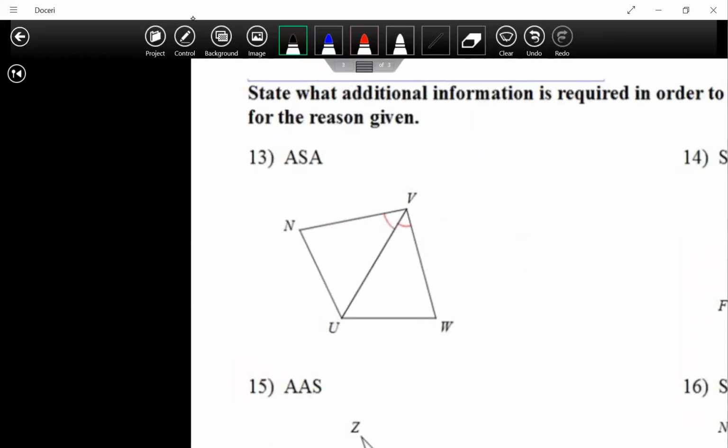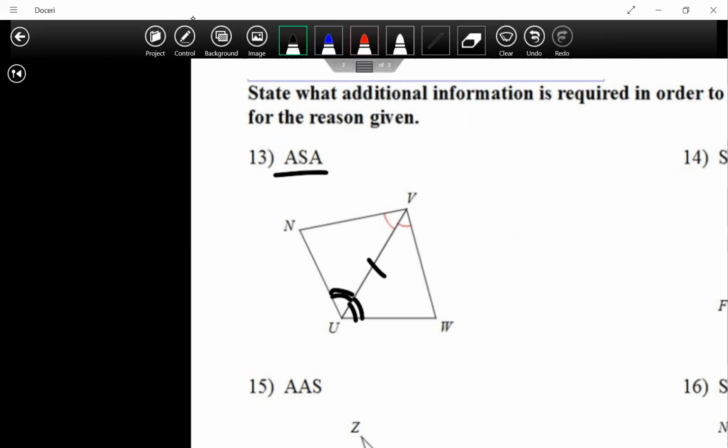Now, there's two incidences in which we can add information. The first part being is if they share a side. They share a side, I can put that part in. To show angle side angle, what other angle would need to be included? U. U would need to be congruent with U.